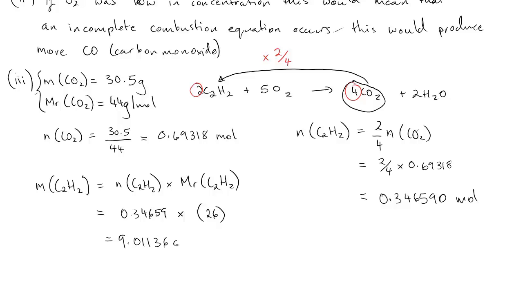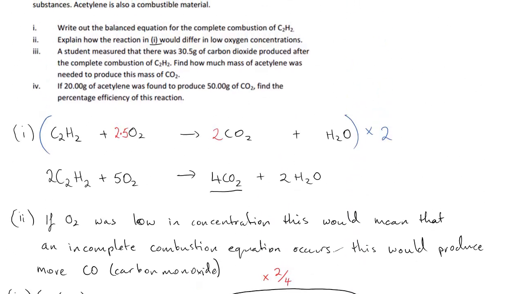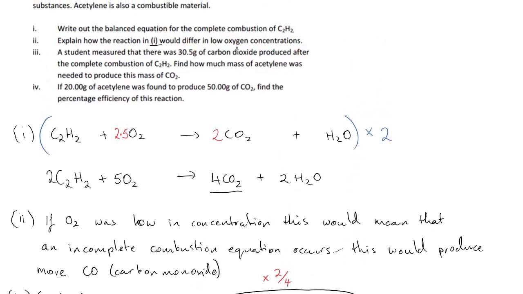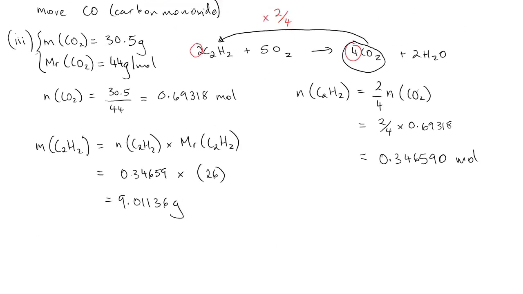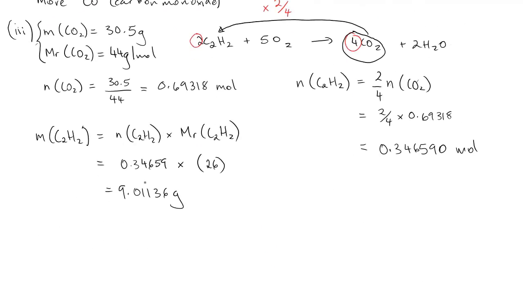9.01136 grams. And then we check how many decimal places we need this to, and we can see that we only have 3 significant figures for the mass of carbon dioxide. So we need to express this to 3 significant figures. Cuts off there, and that's just going to be 9.01 grams. Okay, so that's question 3 answered.